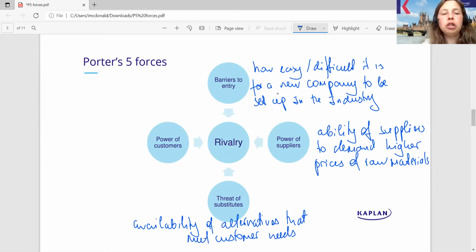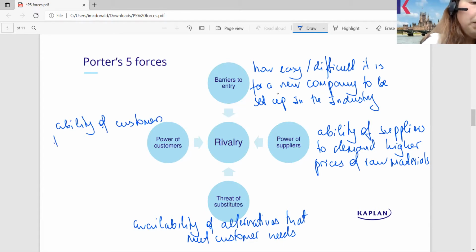Power of customers talks about the ability of customers to demand. And of course, what would our customers demand? They would want to have a lower selling price of the product or service. Lower selling prices for products and services.